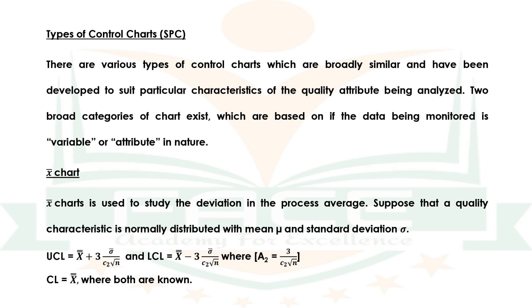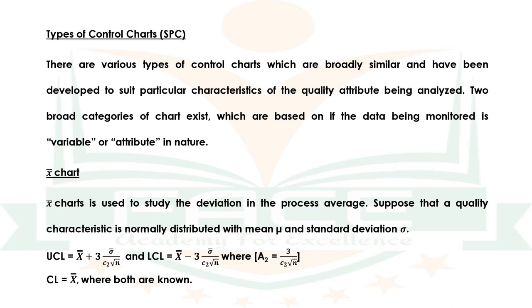A2 is 3 by c2 root n. Whereas, we can substitute A2 in the place of 3 by c2 root n, and the control limit is X bar. Here the condition is that both mean and standard deviation should be known.